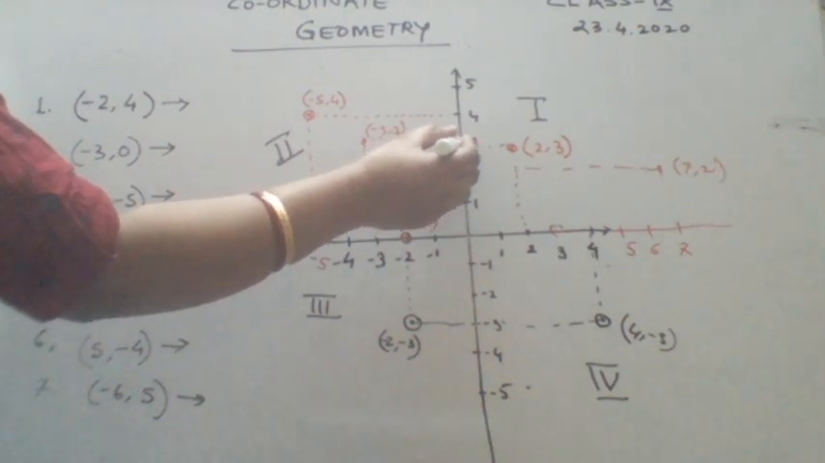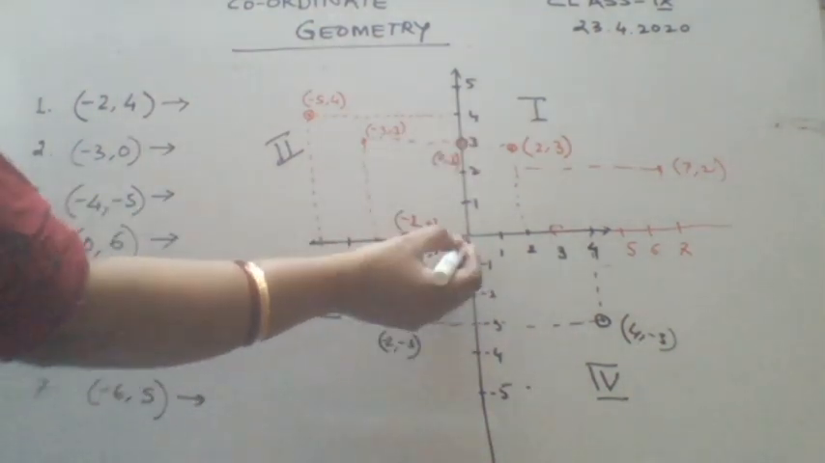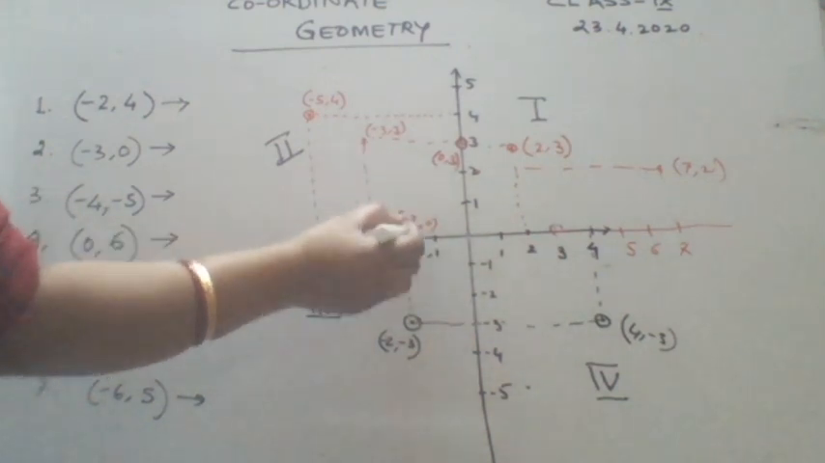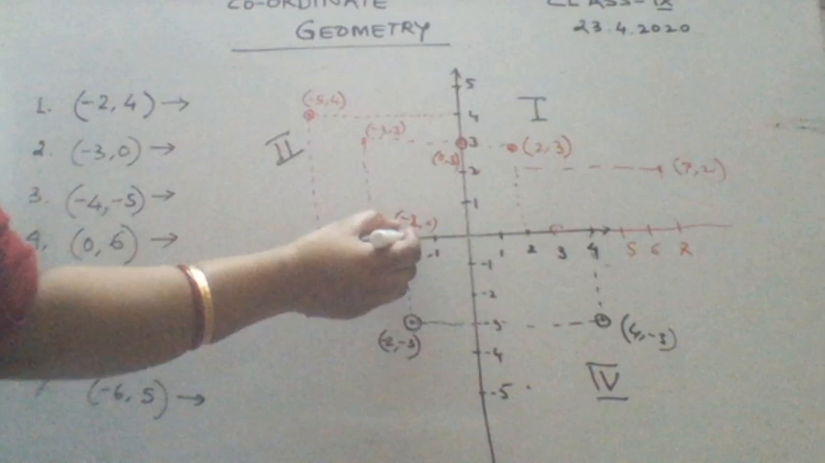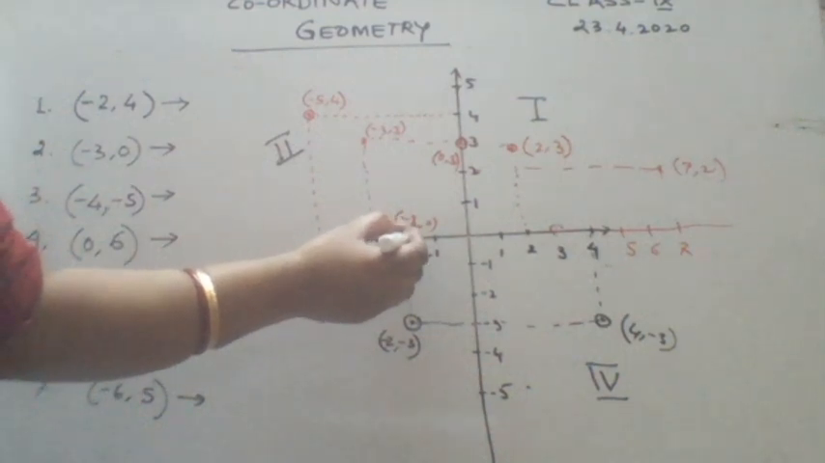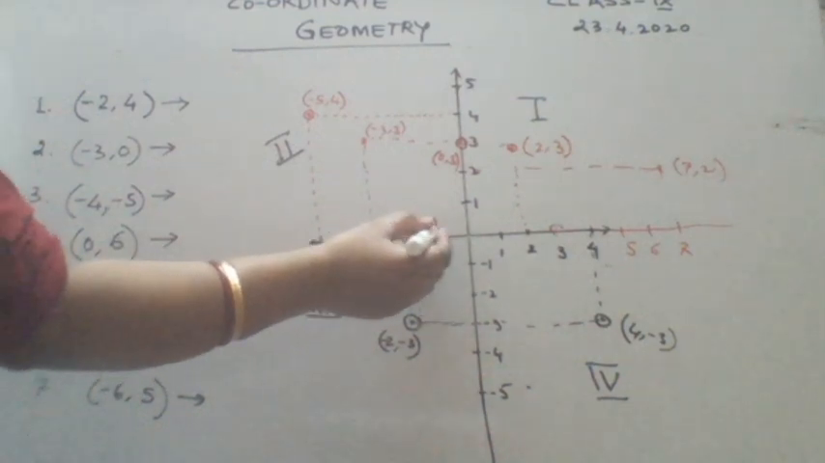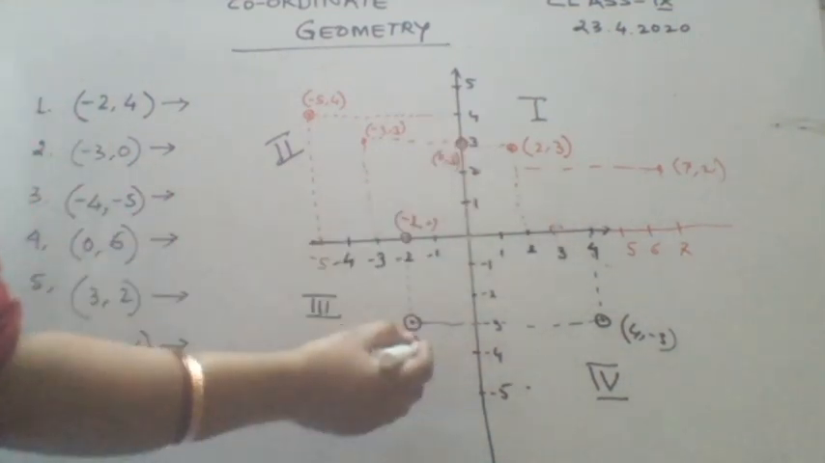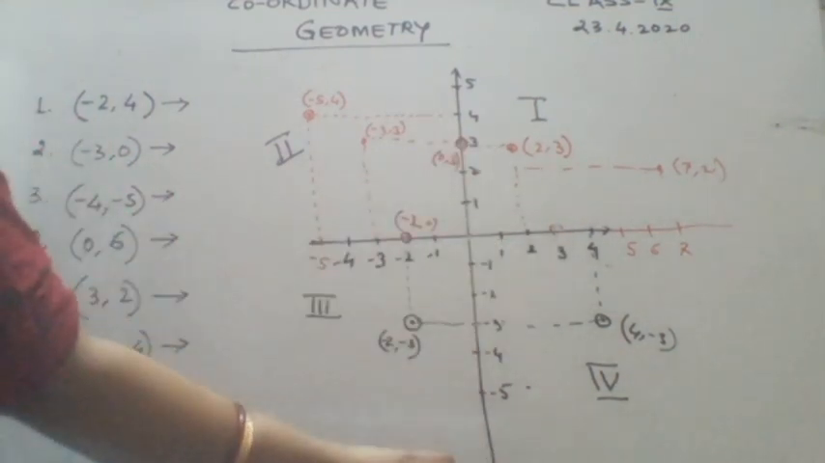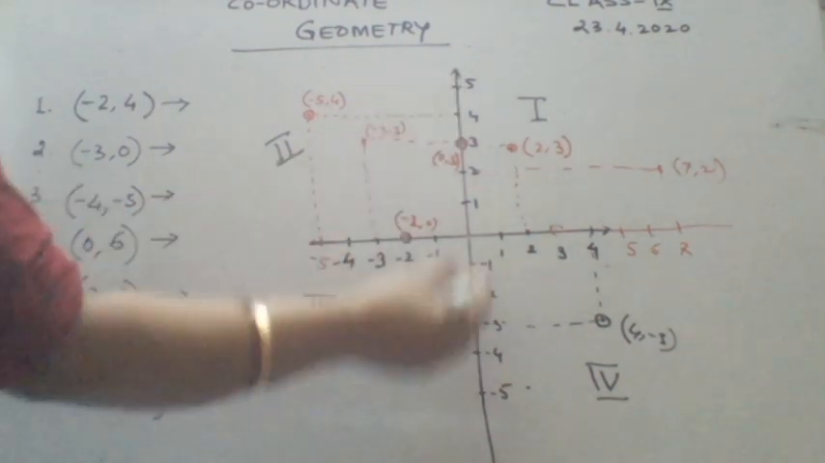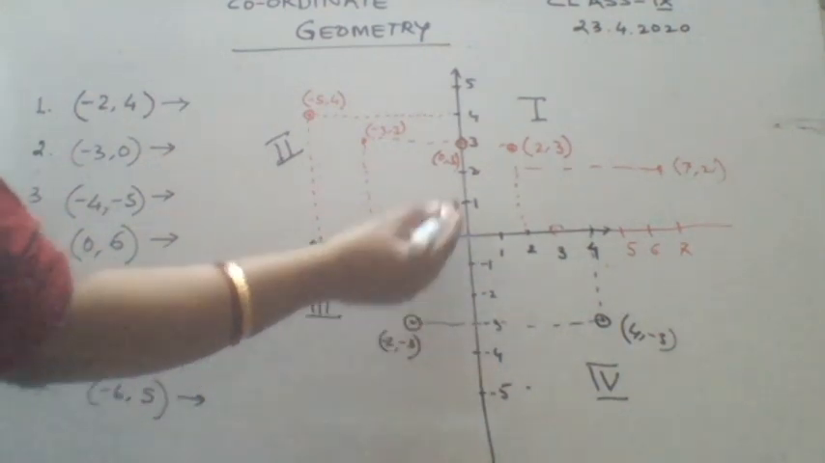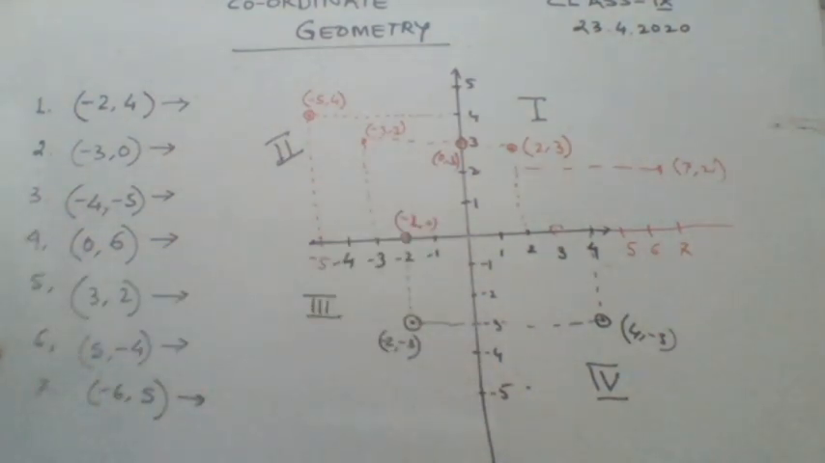And if you are asked to plot a point minus 2 comma 0, so x is minus 2, but for y you don't need to move up or down, you will stay over here on the axis itself. So these points, minus 2 comma 0 or 0 comma 3, are not on any quadrant, but they are lying on the axis. Okay, so x-axis or y-axis. Minus 2 comma 0 lies on the x-axis and 0 comma 3 lies on the y-axis.